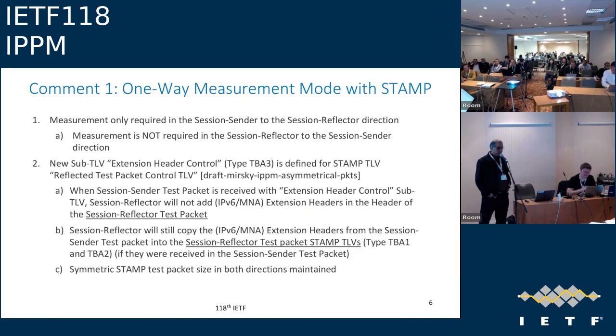Next slide, please. So there were good discussions on the mailing list. First comment, Greg mentioned that maybe we want to do the measurement in the forward direction, but not in the reverse direction. So there is some work that Greg is doing as part of asymmetric packets, with the reflected test packet control TLV. So one idea is that we can add a sub-TLV and say it's an extension header control sub-TLV. So the reflector will only insert those extension headers if it's requested to do so, otherwise it won't. So this is one idea. It's not in the draft and we welcome your comments on that. The good thing about this approach is that the STAMP packet size is still symmetric in both directions.